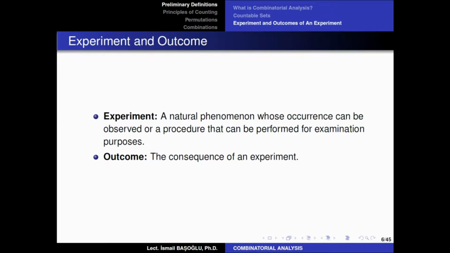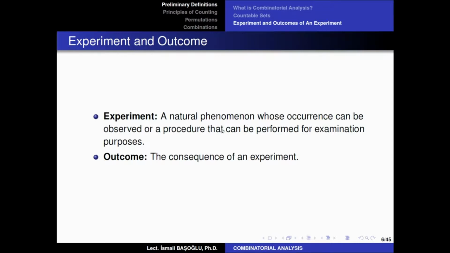We are going to talk about experiments now. An experiment is a natural phenomenon whose occurrence can be observed, or a procedure that we can perform for examination purposes. For example, the weather conditions. The weather conditions are natural phenomena. We do not have any control over the weather conditions, but we can observe them.